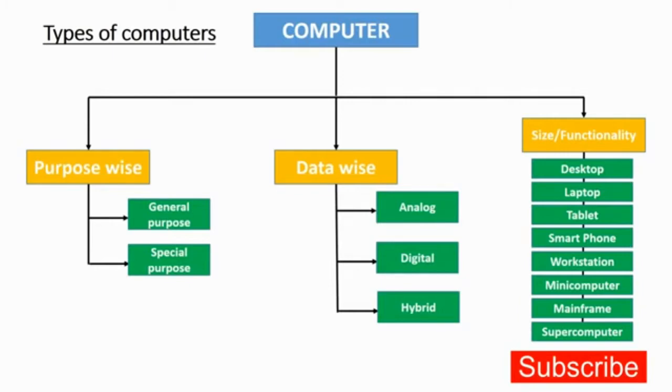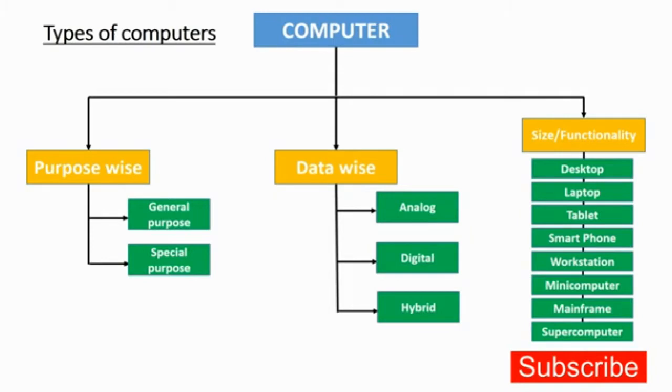We are going to understand the types of computers, and we are going to categorize them purpose wise, data wise, and size wise. As you can see over here, we will look at the purpose wise, then the data wise, and then the size and the functionality of the computer. So these are the subcategories, you can say.